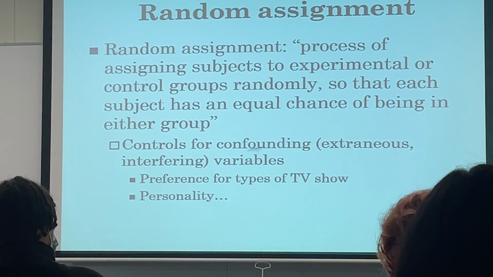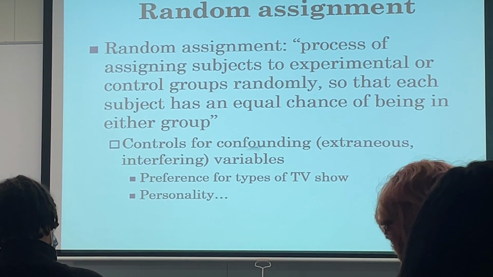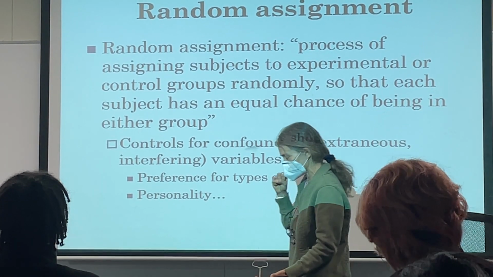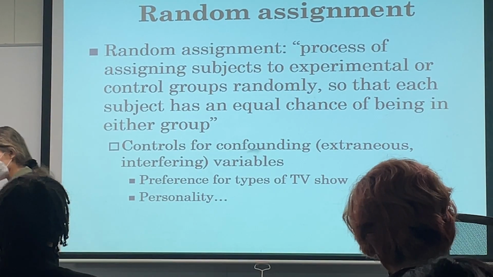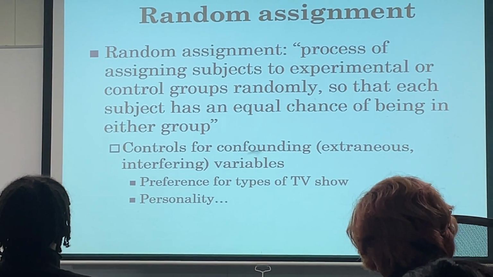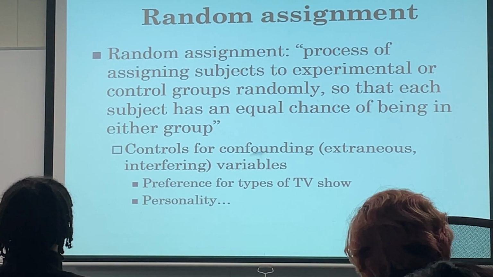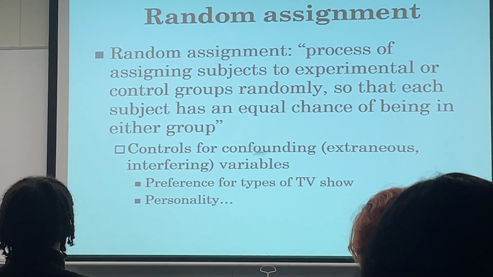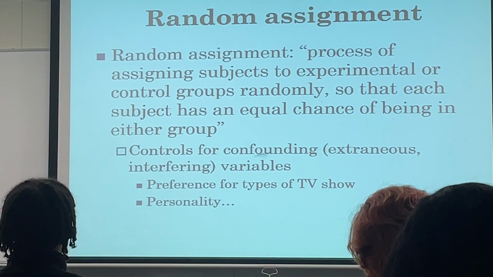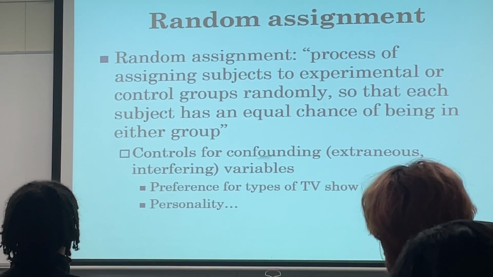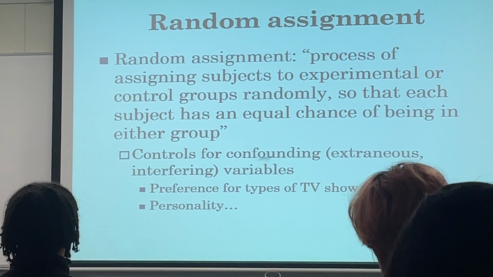An essential part of an experimental design is random assignment. Now, we just talked about random selection to get a representative sample. That's when I gave that example of 2 students. In an experiment, you have to randomly assign participants to one of the conditions or groups, okay? Assigning people to experimental or control groups randomly so that each subject has an equal chance of being in either group.